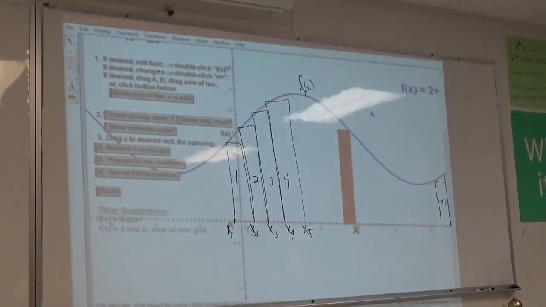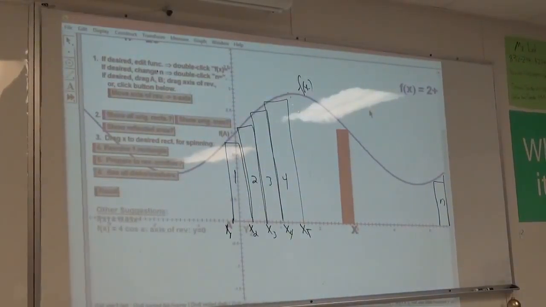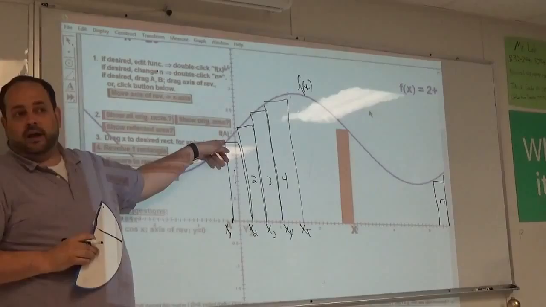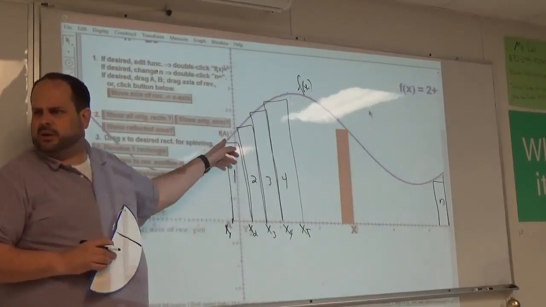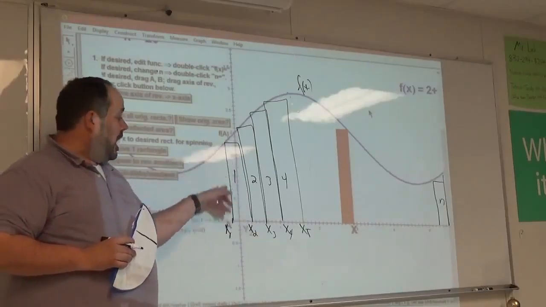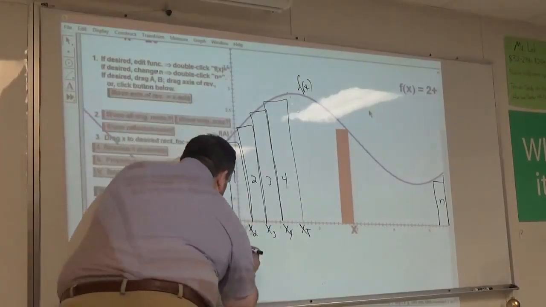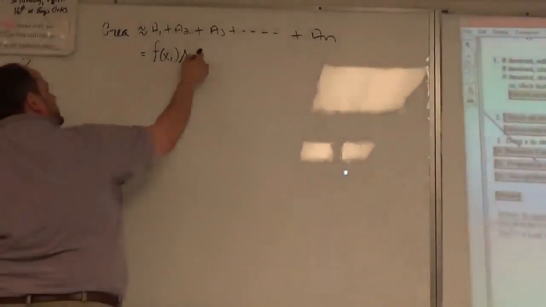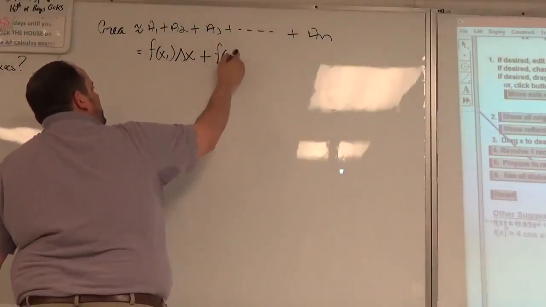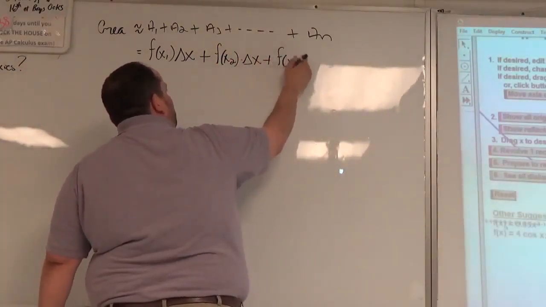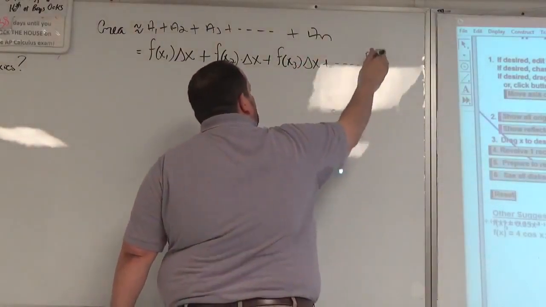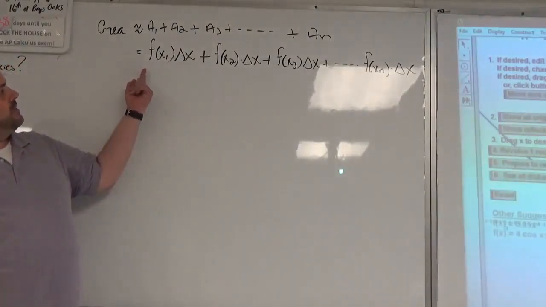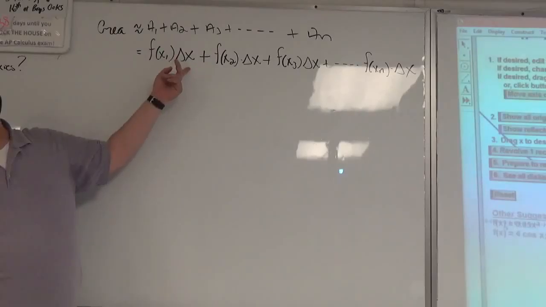For each rectangle, I would evaluate the function at the endpoint. How tall is the rectangle at this point? I'd find the y value. How tall, and then how wide. I'm going to call this distance delta x. So it's f of x1 times delta x, plus for the second rectangle, f of x2 times delta x, f of x sub 3 times delta x, and so on. They all have the same form: the value of the function at a partition point times the width of the rectangle.